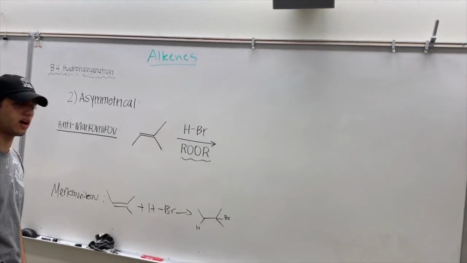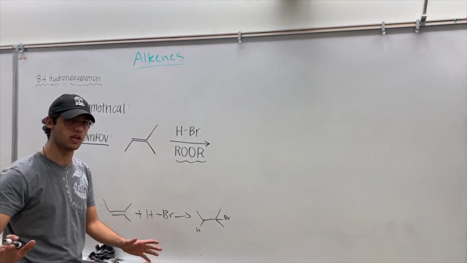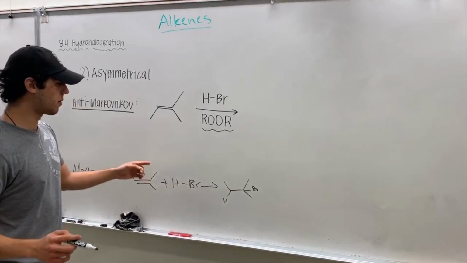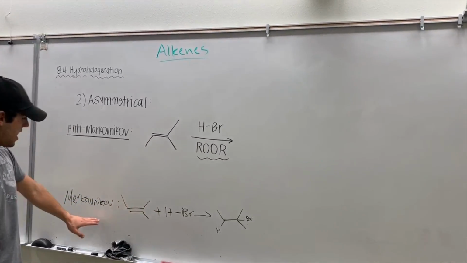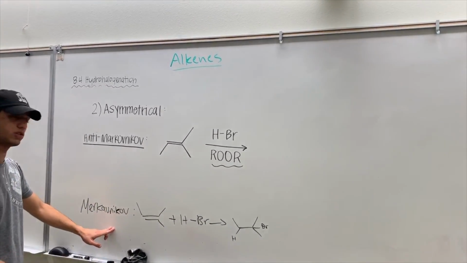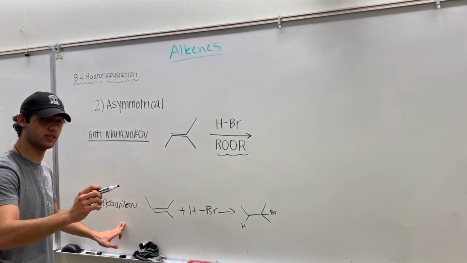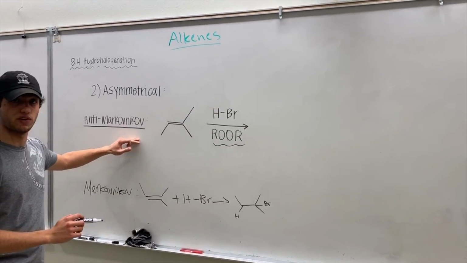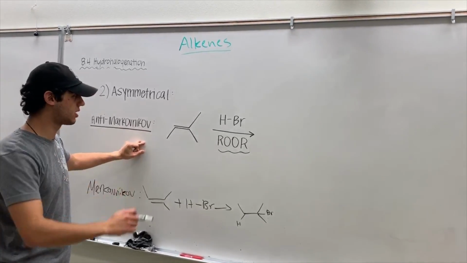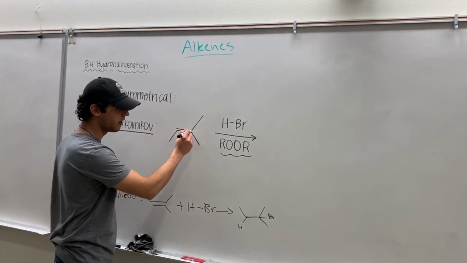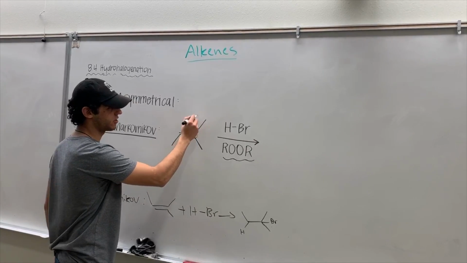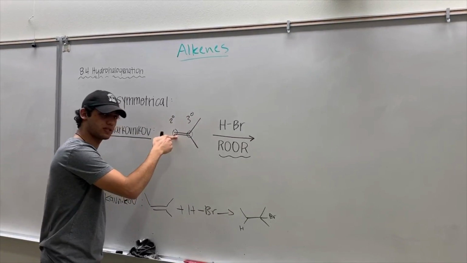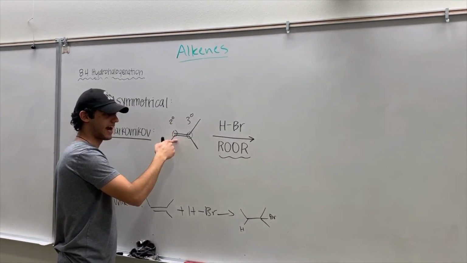What anti-Markovnikov will do, for now you don't really need to know the mechanism for it, but remember how here we had the bromine, which is the halogen, get added to the more substituted side, and that is the Markovnikov. The opposite is for anti-Markovnikov. The halogen would be added to the least substituted side. If we look here, this end is tertiary, while this carbon is secondary. This is the least substituted side. The halogen would get added to this side.